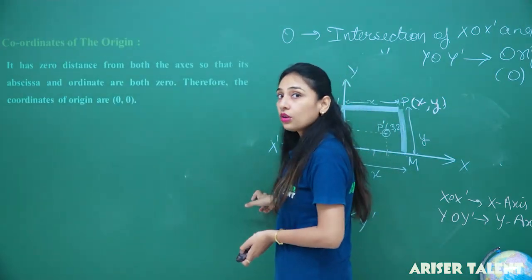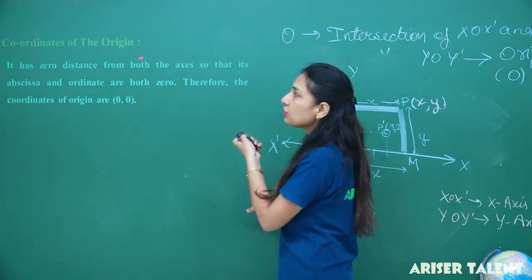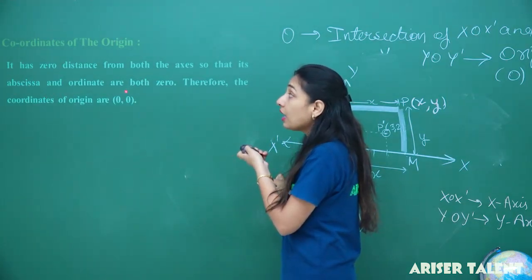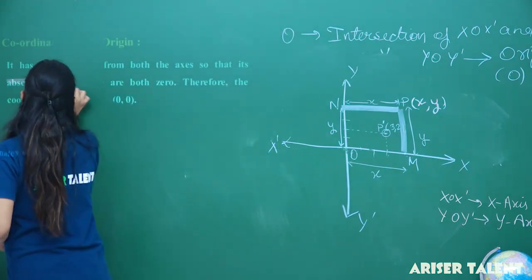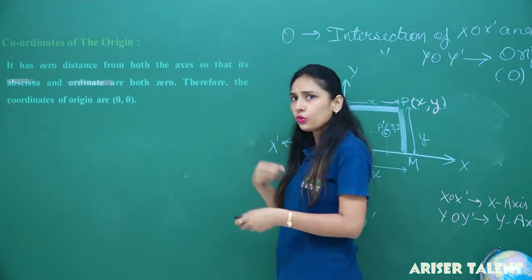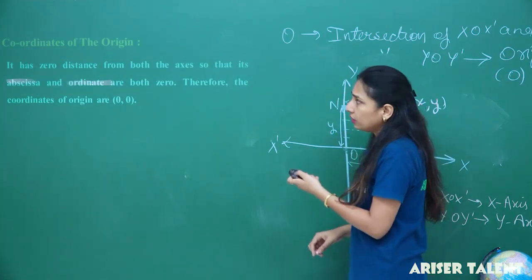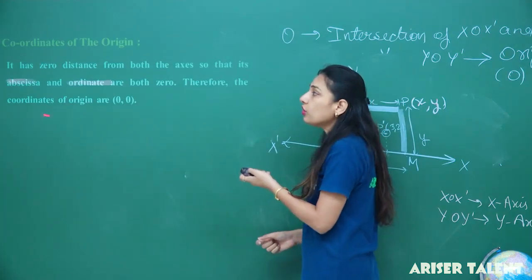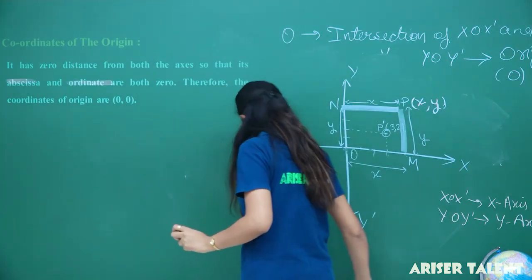Next, coordinates of the origin. We have told you these are 0, 0. It has just 0 distance from both the axes, that is x-axis and y-axis. Now, abscissa and ordinate. These two terms are again new to us. What are these? We are going to learn this also. So, the abscissa and ordinate, or we call it the value of x-axis and y-axis, are 0. Therefore, the coordinates of the origin are 0, 0.